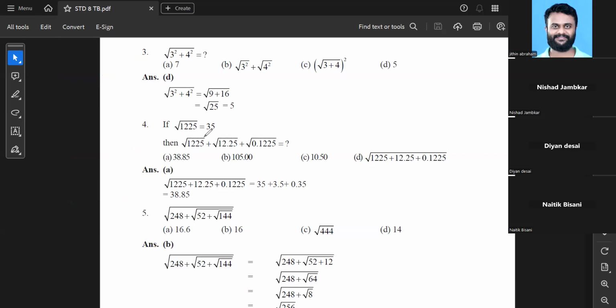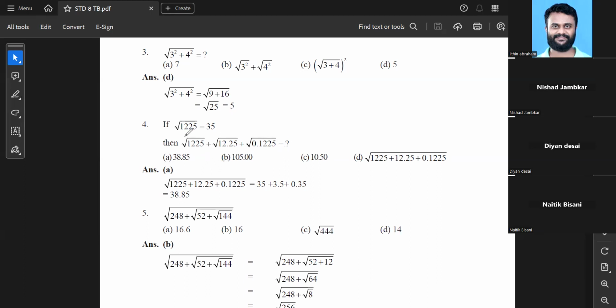Over here, they have given that the square root of 1225 is 35. Then the square root of 1225 plus the square root of 12.25 plus the square root of 0.1225 will be how much?